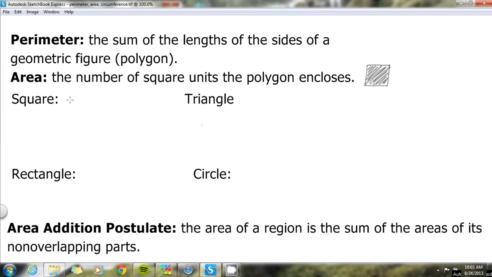For a square, the formula for the perimeter, first of all, if we have a square, and remember a square has 4 congruent sides, so let's say our square has side length S. The formula for the perimeter of a square, well, if we added up all the sides, we'd have S plus S plus S plus S. A better way to write that is just 4 times S. And that gives us the perimeter.